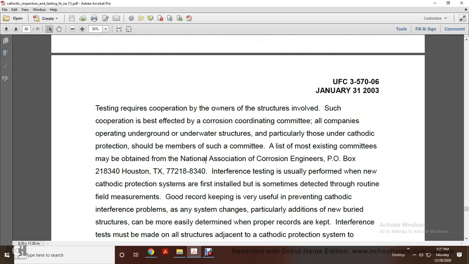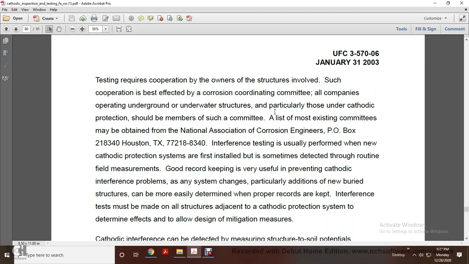Testing requires cooperation by the owners of the structures involved, and such cooperation is most effective through a Corrosion Coordinating Committee. All companies operating underground or underwater structures, particularly those with cathodic protection, should be members of such a committee. Existing committees may be obtained from the National Association of Corrosion Engineers, P.O. Box 218340, Houston, Texas 77218-8340. Interference testing is usually performed when new cathodic protection systems are first installed, and interference is sometimes detected with a routine field measurement.